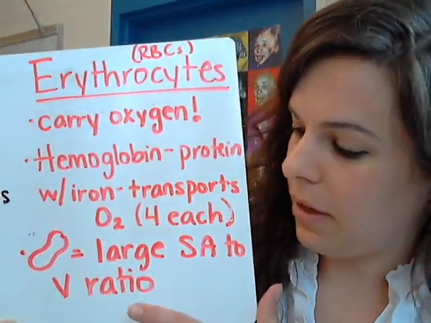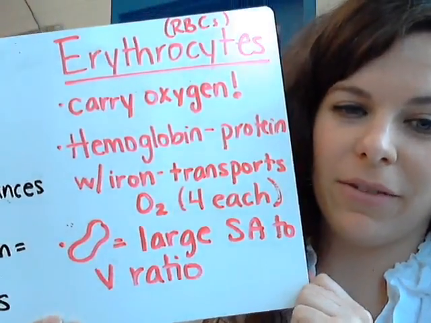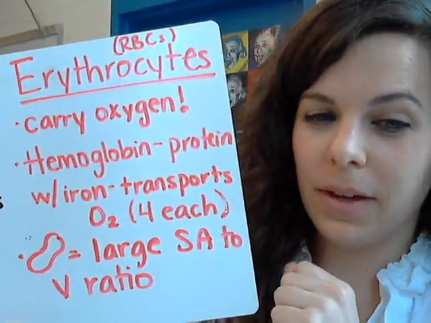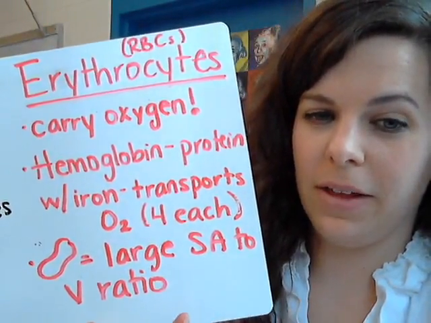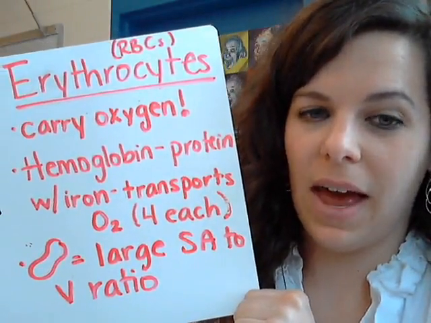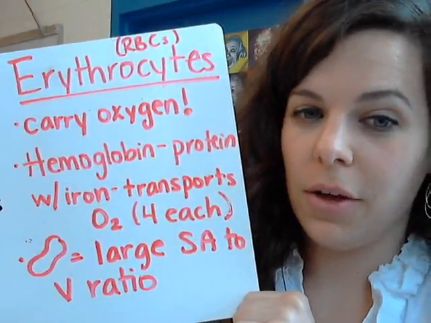Another reason why they're really good taxi cabs is because of this shape right here. So this is kind of my version of a red blood cell from the side. You can see that it's depressed in the middle, and that creates a large surface area to volume ratio. And the important reason for that is so that you have easy diffusion of the oxygen through the cell.